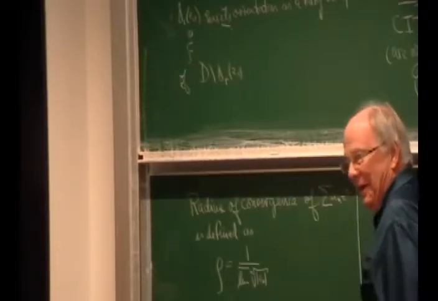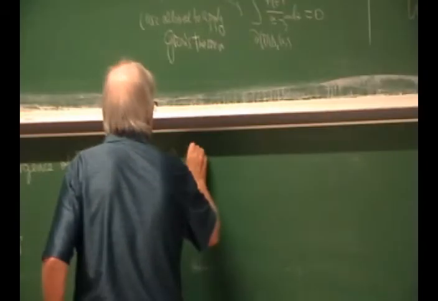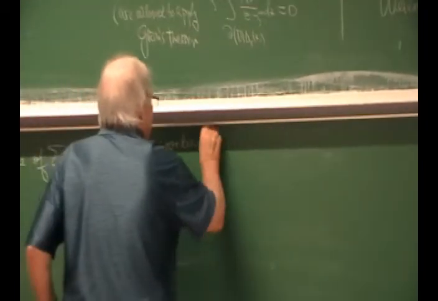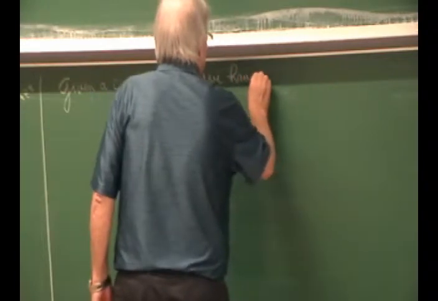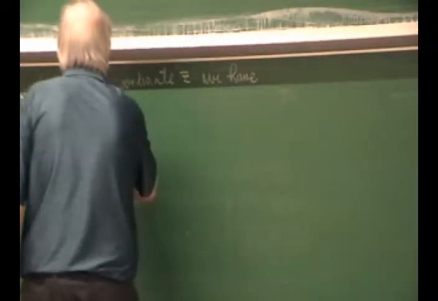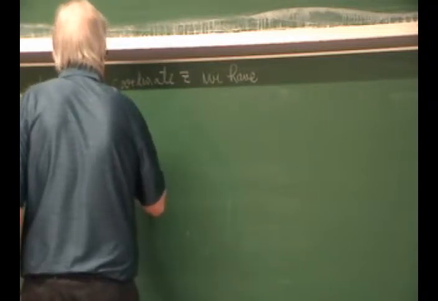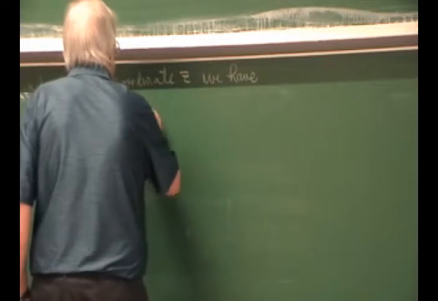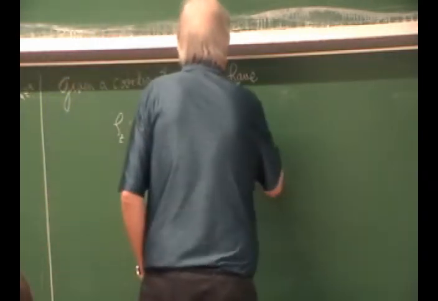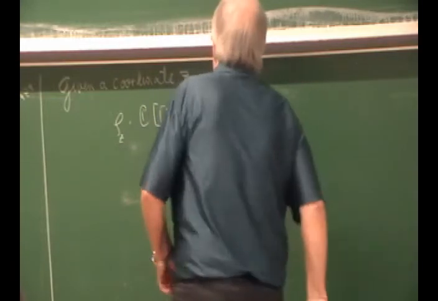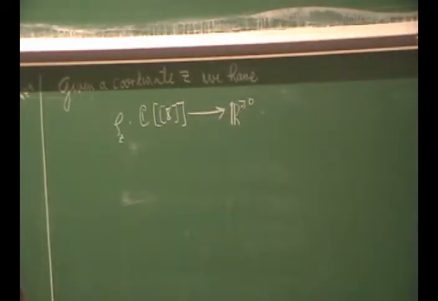Well, the first thing is, given a coordinate z, as I've monkeyed around here with this convergence stuff, given a coordinate z, we have a radius of convergence function, and I'll emphasize, depending on the coordinate z, a convergence function, which is a mapping to the non-negative numbers. That's the first thing.